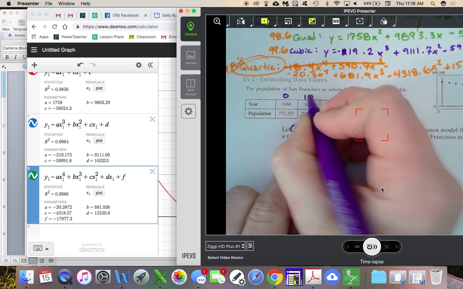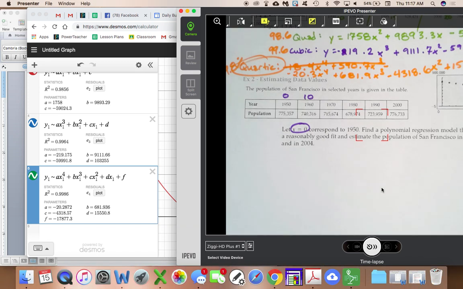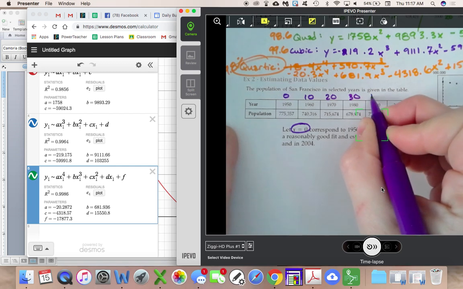10. If I give you one like this to do on your test, remember it's going by tens, right? So do 0, 10, because if they would throw in the year 1951, you'd be screwed, right? So 0, 10, 20, 30, 40, 50.